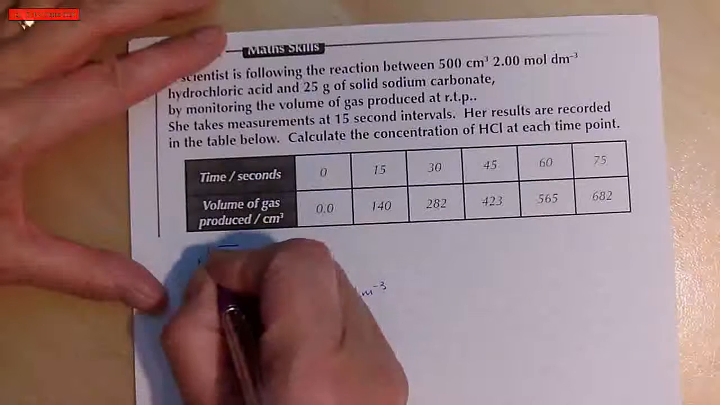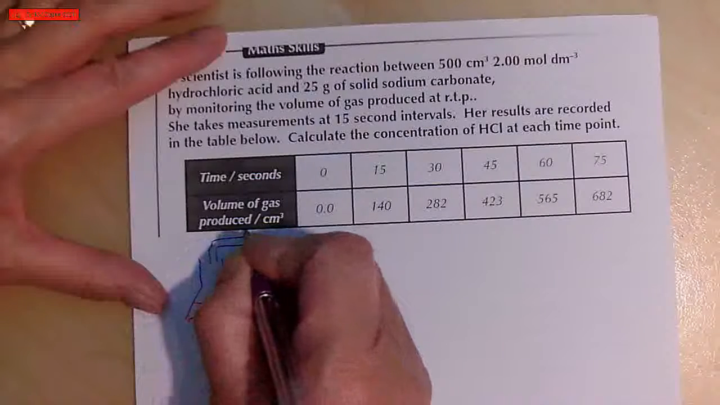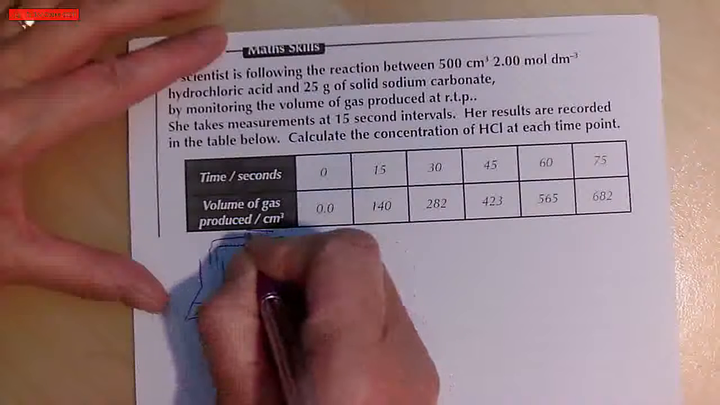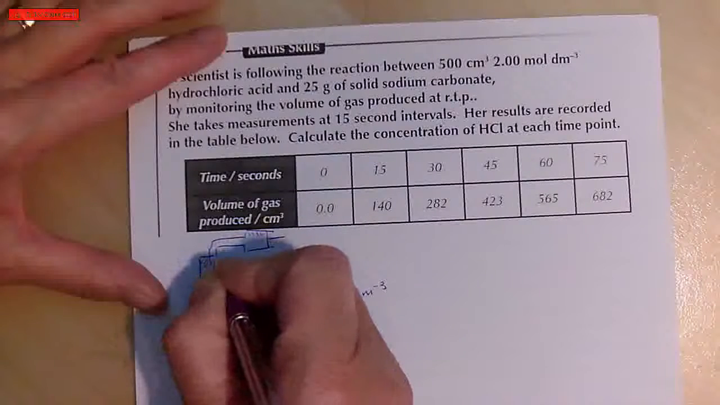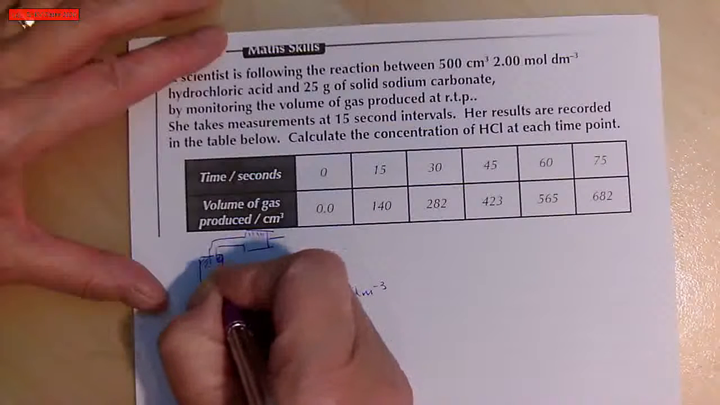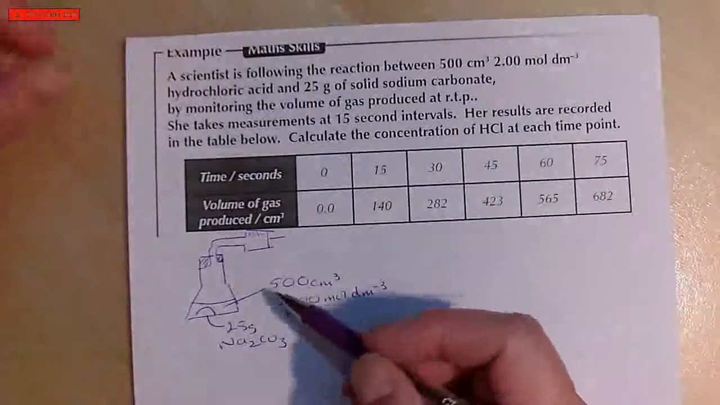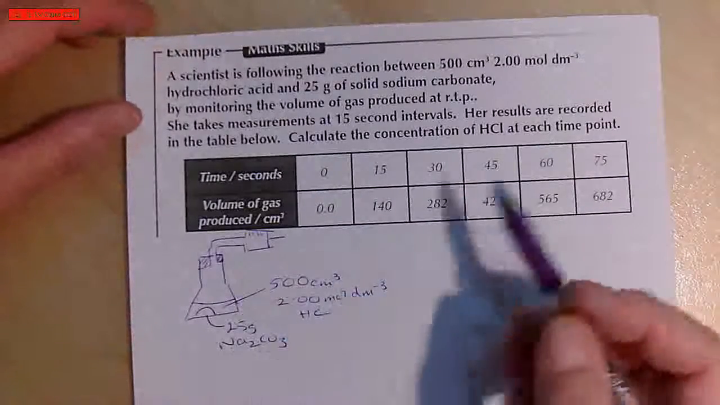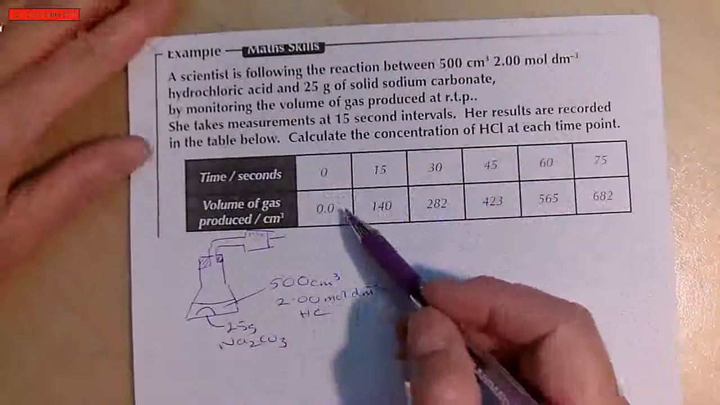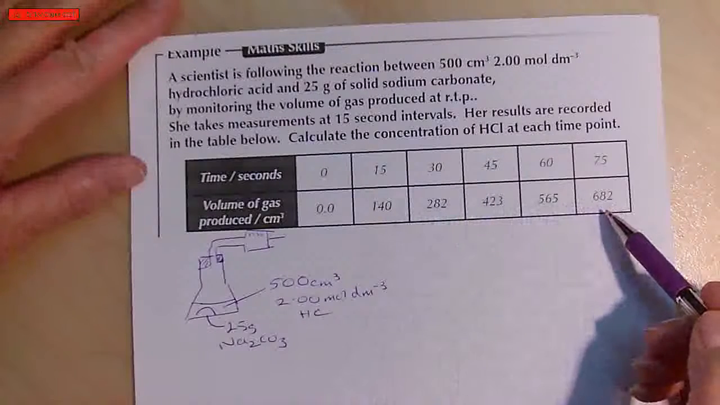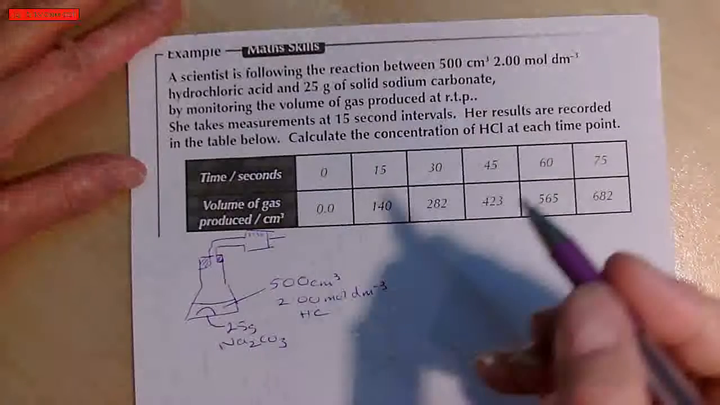and we're going to react that, and because it's a carbonate, it's going to give off a gas, carbon dioxide, and we're going to collect the carbon dioxide. So we'll be able to work out how much carbon dioxide comes off every number of seconds, and from that we can translate that to hydrochloric acid. So we can see here we've done the reaction, we've added sodium carbonate to hydrochloric acid, and we've collected gas. At these different time intervals, this is the amount of gas we've collected.